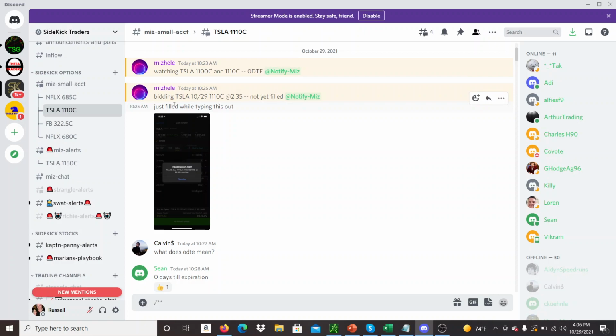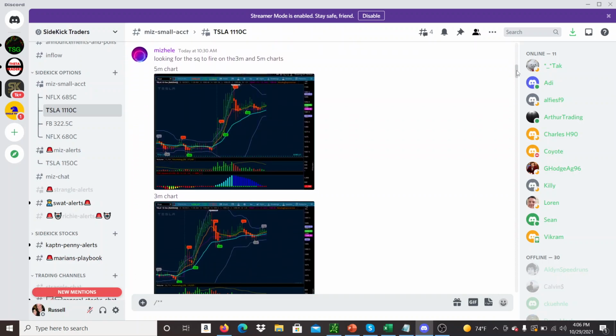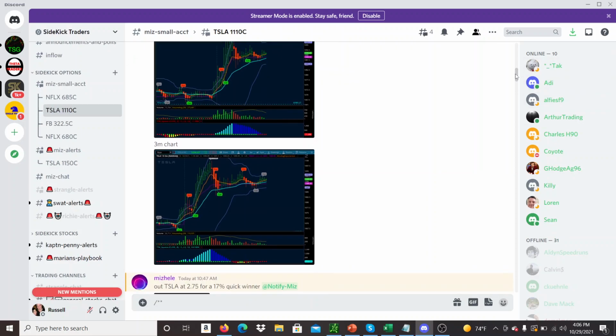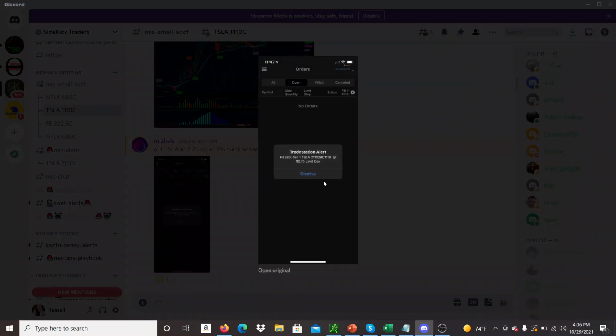She posts when she's watching, a couple of minutes later what she's bidding, and then she got filled at 235, I think, and then she continues to update with the charts. And you can see, look at this chart. What is there not to love? It's just fantastic. So I was happy going in with a few more contracts than normal. So look at that thing. Then she puts her out, 17%, quick winner, and then a screenshot from TradeStation, everything.